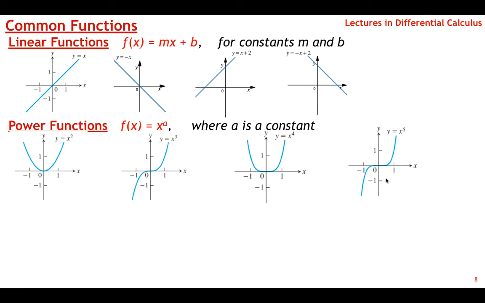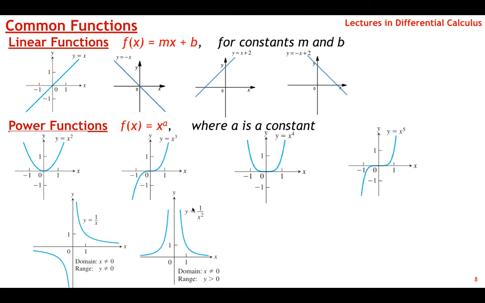Now take the second case, when a takes negative integer values, like a takes the value -1 or a takes the value -2. So we'll have the curve y is equal to 1 by x, or y is equal to 1 by x square, and so on. This is y is equal to 1 by x when a is -1, or when a is -2, you have the curve y is equal to 1 by x square.